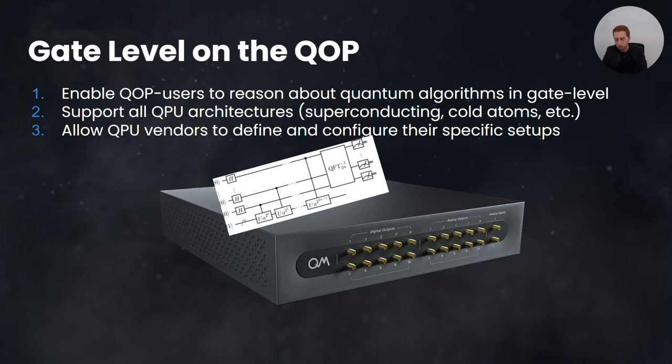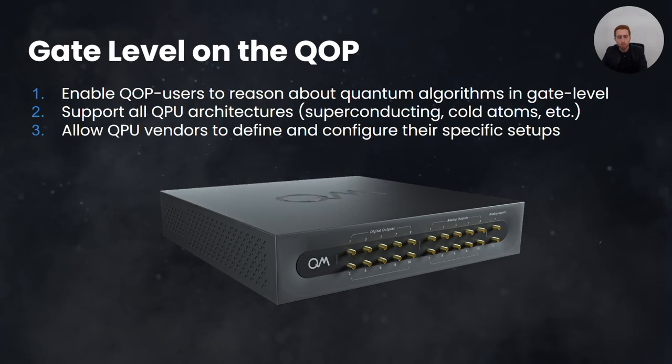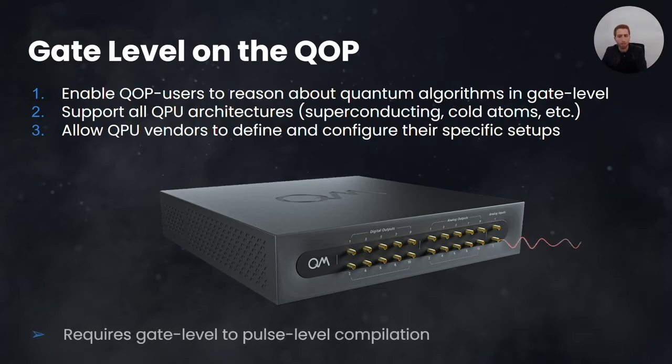So we want to allow users to write and reason about and integrate with these high-level languages, these gate-level languages, such that our solution, the QOP, will understand the gate-level instructions and will control the qubits via pulses. We want to keep supporting all of the QPU systems, right? So we have, again, superconducting and cold atoms and all of that, such that the QPU vendors will only need to configure their specific setups. They won't need to recreate the whole solution. This is very nice, but it requires compilation from gate level to pulse level.